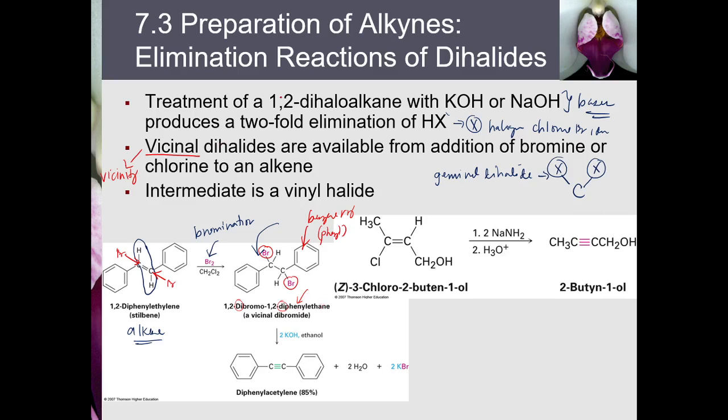Now, the first bullet says the treatment of a 1,2-dihaloalkane with KOH or NaOH will produce the twofold elimination of your HX. So what is our HX here? The X here is bromine. So when this compound is reacted with KOH, what will happen? This part will be removed. I need to change the color. So this will be removed, the H and the Br.